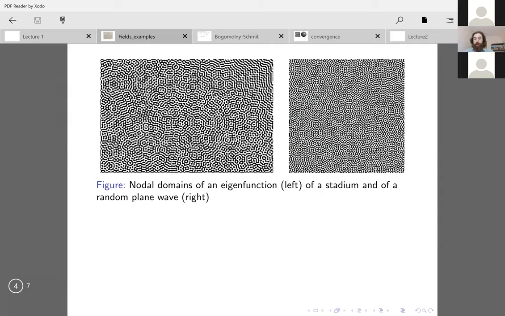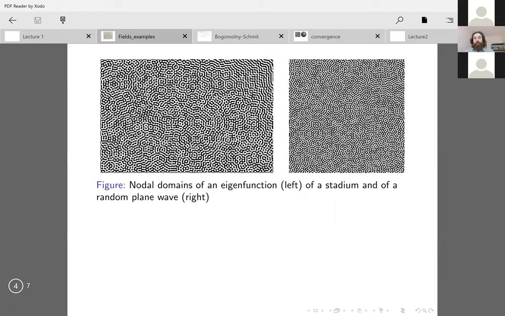What we have here are two pictures that look the same. It's not immediately clear what it means, but when you look at these two pictures, there is an obvious similarity. Now, what are we looking at? First of all, these are two different functions, and here black and white are what we call nodal domains.